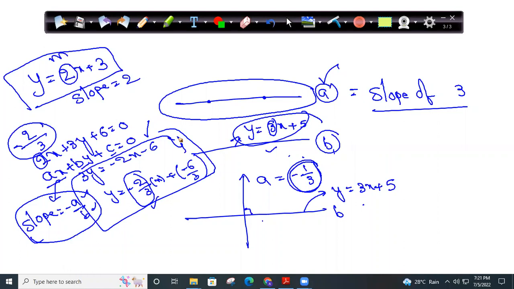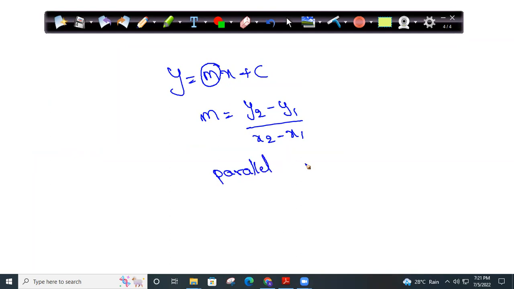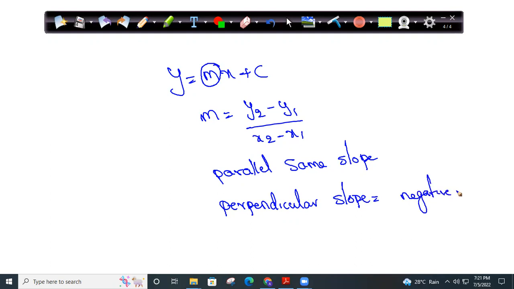So right now we learned a few simple things. What are they? The form of the equation of a line is y is equal to mx plus c. And right now I'm teaching you the different ways to find slope. One way is y2 minus y1 by x2 minus x1. The other way is if they are parallel, same slope. If they're perpendicular, the slope is the negative reciprocal. As simple as that. We just learned only these 3 simple concepts.